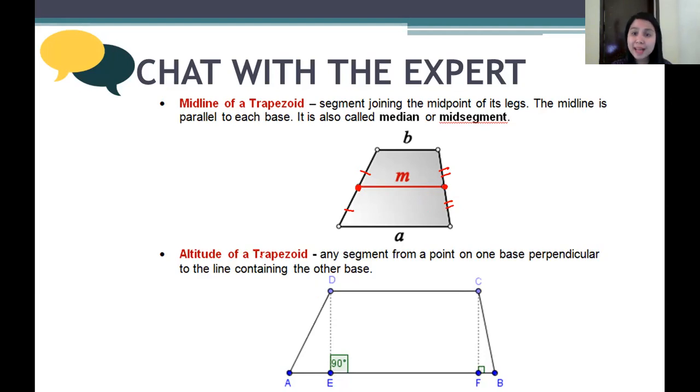Now, how about an altitude? An altitude is a line segment that connects from one base, perpendicular to another base. For example, from base 1 to base 2, and it's perpendicular. It means it measures 90 degrees. So we call this line segment an altitude.